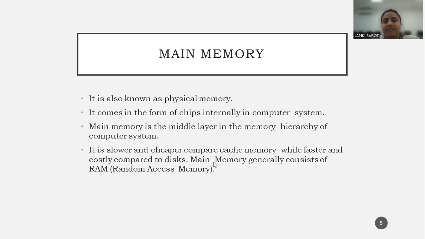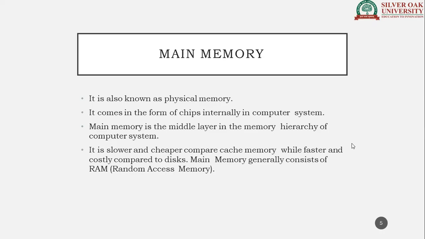Now, first of all, we'll see main memory. Everyone has heard about memory, main memory, right? It is also known as physical memory. It comes in the form of chips internally in a computer system, right? Now, main memory is the middle layer in the memory hierarchy of the computer system. It is slower and cheaper compared to cache memory, while faster and costlier compared to disk.